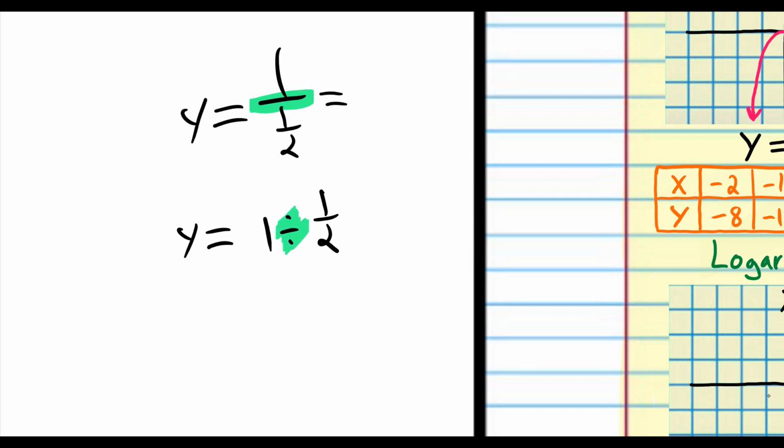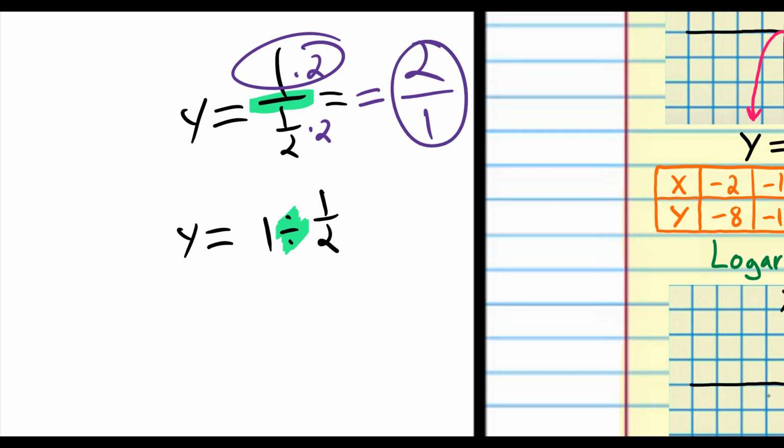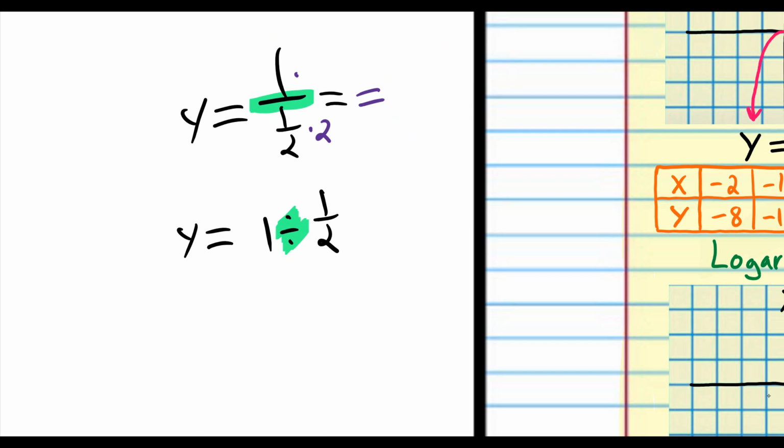But this is a complex fraction. The easiest way to deal with this is simply multiply both sides by 2. 2 times 1 is 2, and 2 times 1/2 is 1, and you get 2. But a lot of students get kind of confused with that. Whoops, I wrote 2 equal signs.